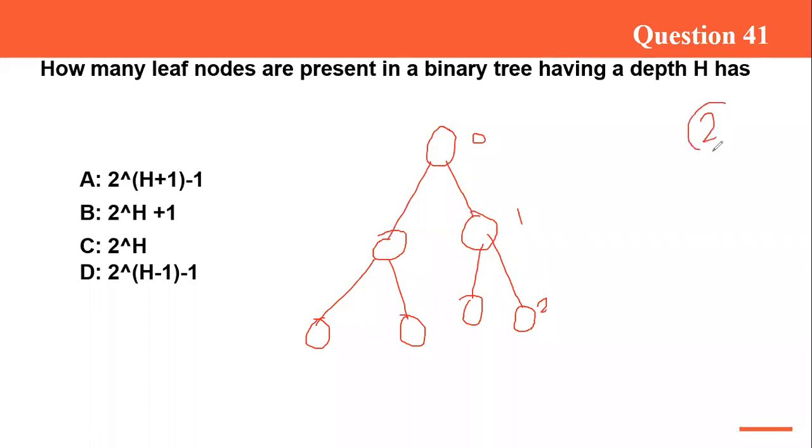So if the depth is 2, how many nodes are there at the last level? Leaf nodes. What is the number of nodes at the last level? 4. So if 2 is given, I'll get the result as 4. That means, am I right? 2 power 2. Is it okay? Can I write it as 2 power 2?